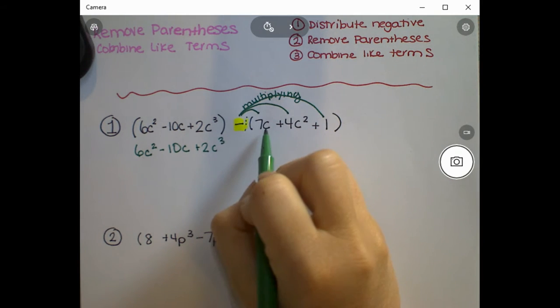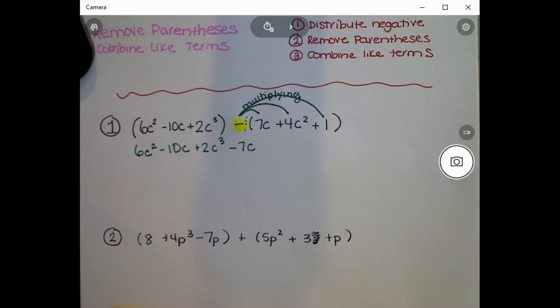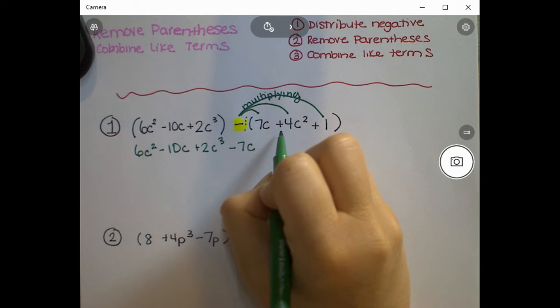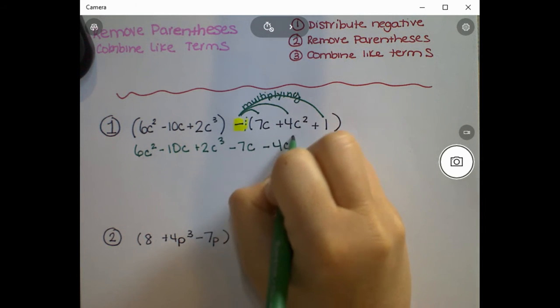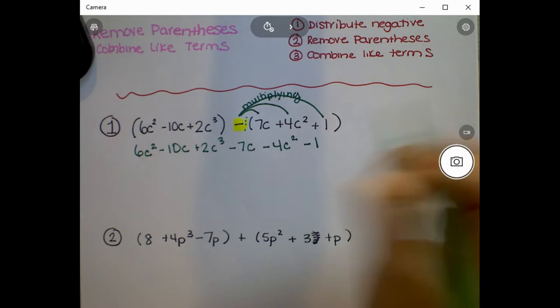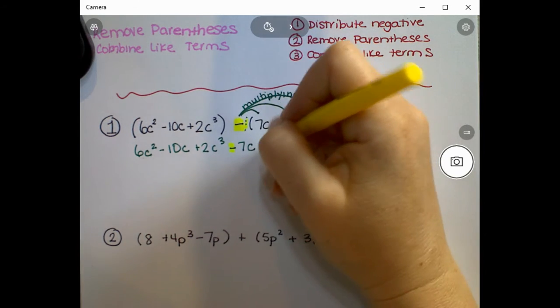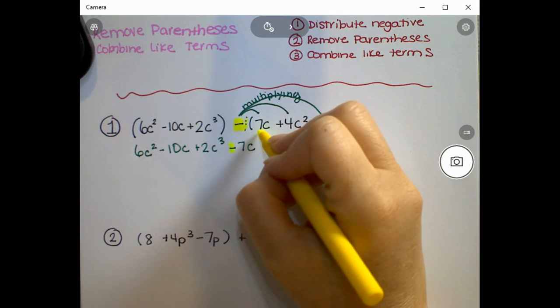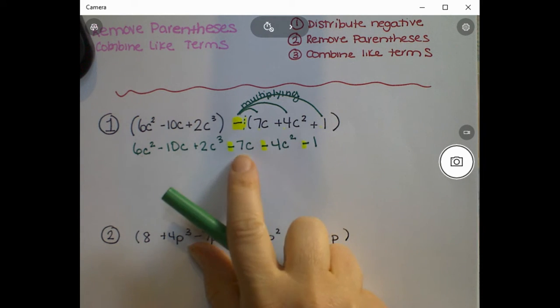So negative 1 times positive 7c will be negative 7c. Negative 1 times positive 4c squared will be negative 4c squared. And negative 1 times 1 is negative 1. So you can see that that negative affected all the signs in each of those terms. Okay? If it was negative, it's now positive. If it was positive, it's now negative.